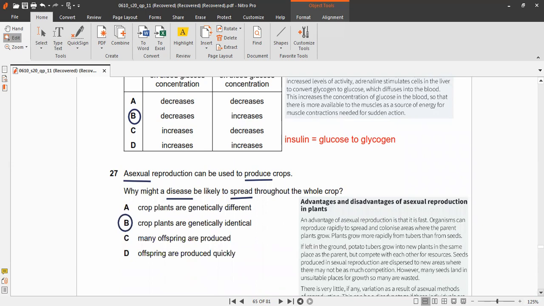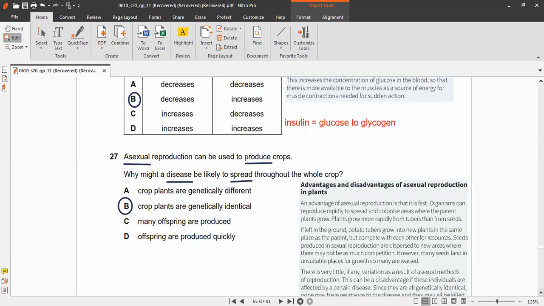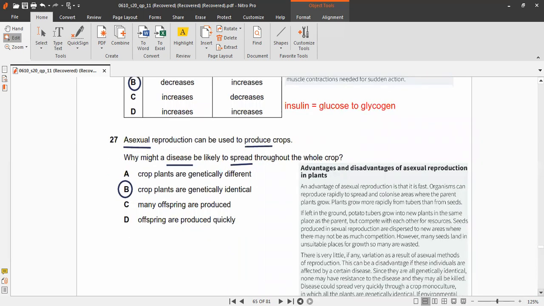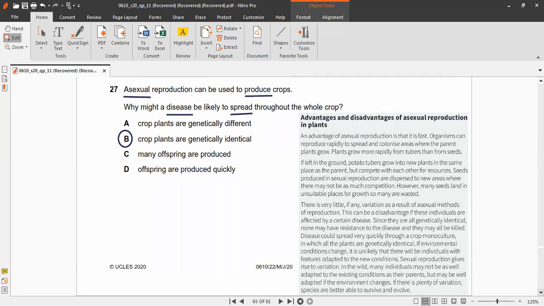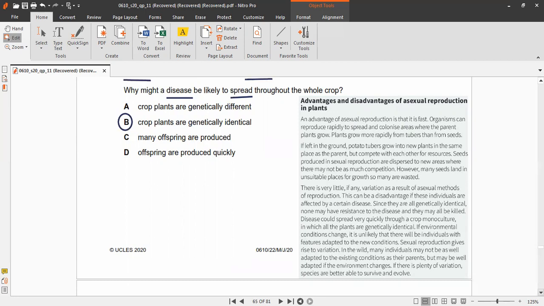Asexual reproduction can be used to produce crops. Why might a disease be likely to spread throughout the whole crop? Because crop plants are genetically identical. Because of asexual reproduction. Disadvantage of asexual reproduction: all genetically identical and none may have resistance to the disease, and they may all be killed. And disease could spread very quickly.